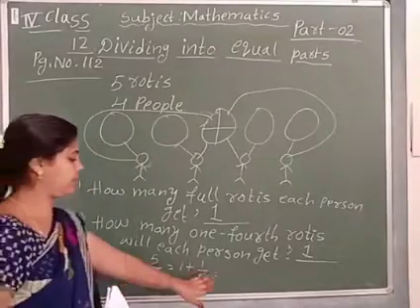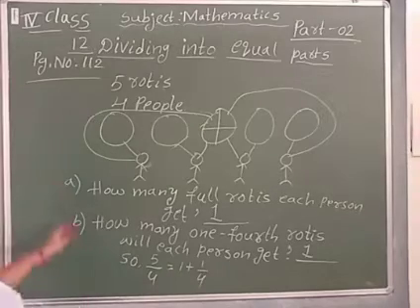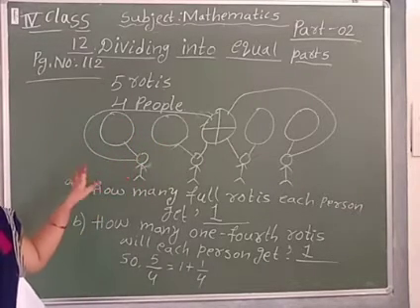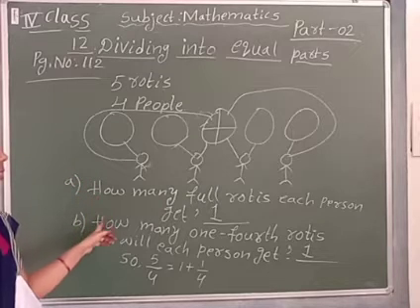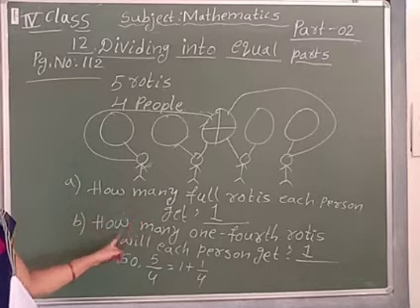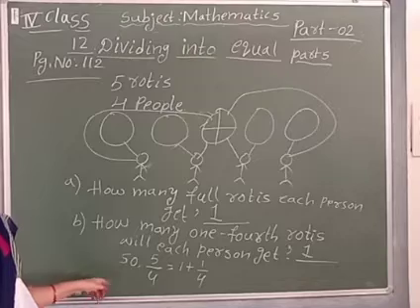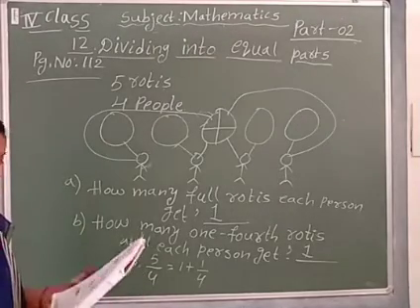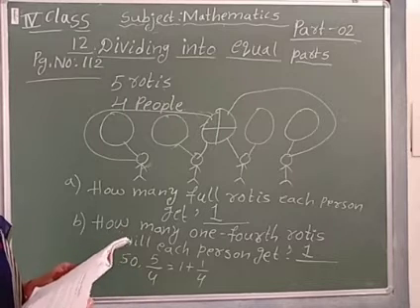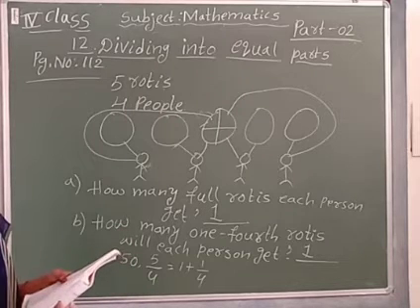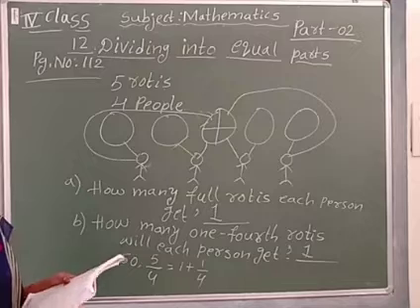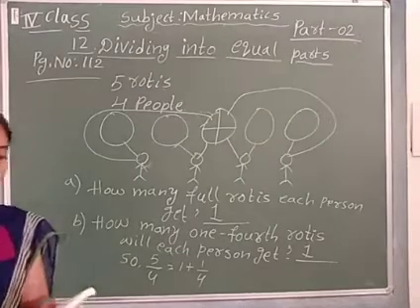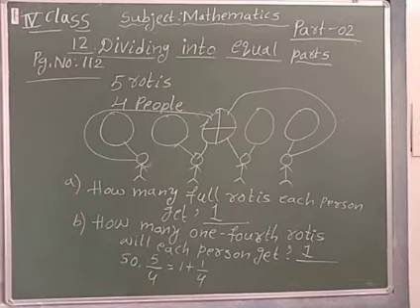Write down. Note down, children. So 5 rotis we are distributing among 4 people in equal parts. So each one gets 1 full part and also 1/4 part. Okay, note this down. Next, page number 113 has no word problems, so you can divide that yourself. Now page number 114. Take out the problems, all of you.